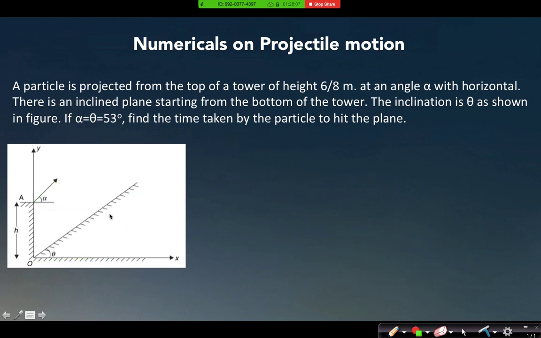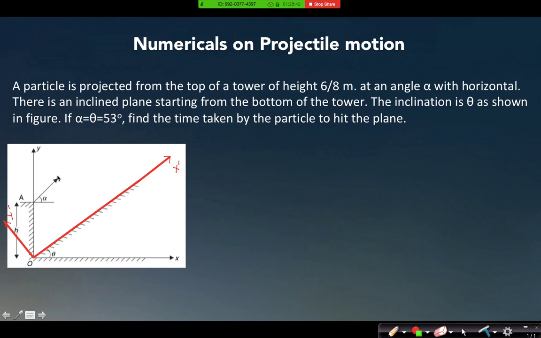This question I can also solve in a different way. Instead of taking this my x and this my y axis, can I take this my x axis and this my y axis? Look, I have changed the coordinate system of my calculation. Let us assume this to be my x axis and this to be my y axis, x prime, y prime.